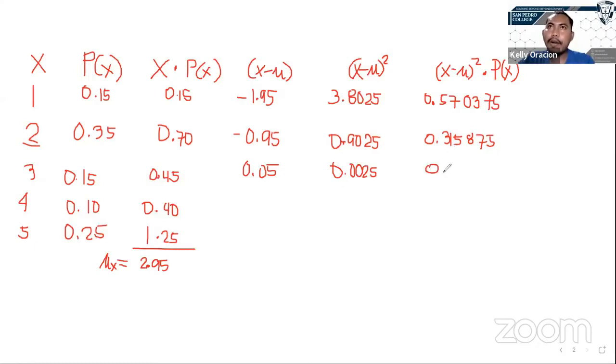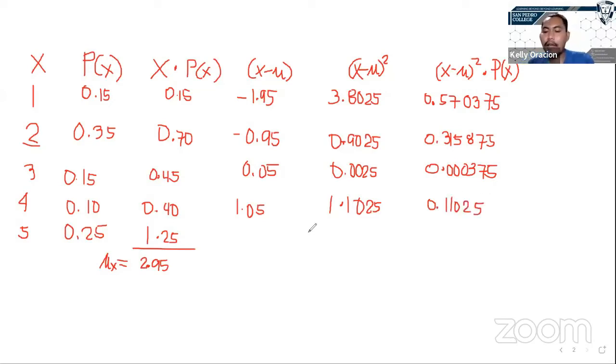you have 0.000375. Then 4. 4 minus 2.95, we have 1.05. Squared, 1.1025. Multiplied by the probability 0.10, the answer is 0.11025.